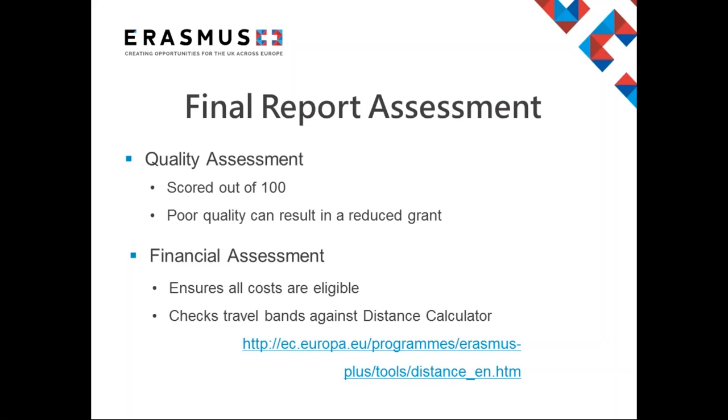Don't assume that the distance bands used in your original application were correct. Some were corrected where the assessors noticed mistakes at application stage, but not all distances were individually checked, so make sure you check them again when entering information into Mobility Tool Plus. If you've made any budget transfers over the lifetime of your project, you should have already informed your project officer. But if not, it is a good idea to make them aware when you submit your final report, so this can be taken into account during the financial assessment.